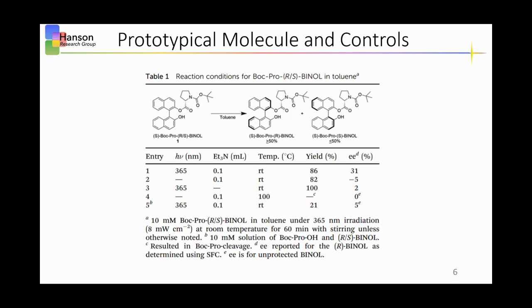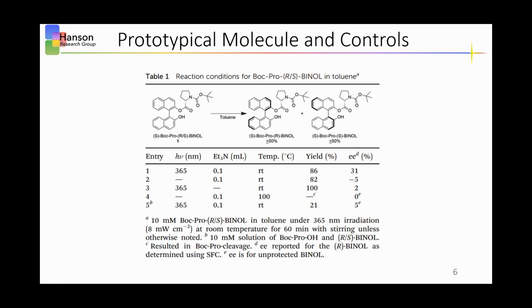Here we see a table of the control experiments that we performed. In our successful system, we have three major components that are necessary. We need to have the chiral auxiliary group coupled to the BINOL, we need to have UV irradiation, and we need to have a sufficient quantity of base in order for the proton transfer event to occur. In our first entry here, we see that with all of the components present, we were able to achieve an 86% yield as well as an enantiomeric excess of 31%.